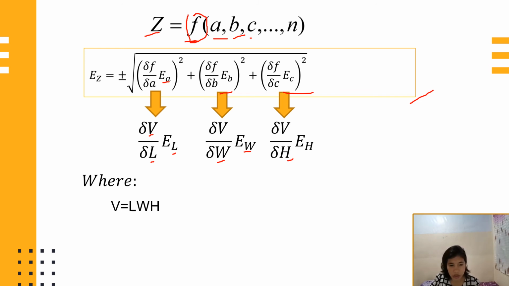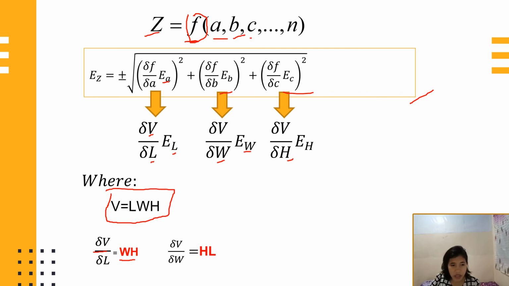We can compute the volume. So, in this main formula, this is where we get the differentiation. We are going to differentiate V with respect to L. So, these become constant values, so we remove L. So, the remaining of V with respect to L is WH.